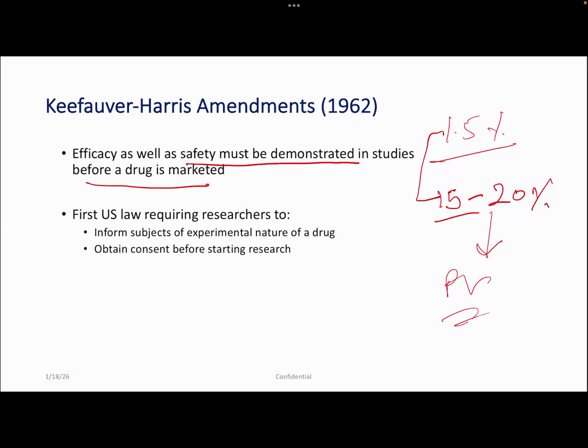This was the first US law that requires researchers to inform participants. Now see, it became a law, but in the US only: if the drug is experimental in nature, you need to inform the patient and also take consent before you start a research.